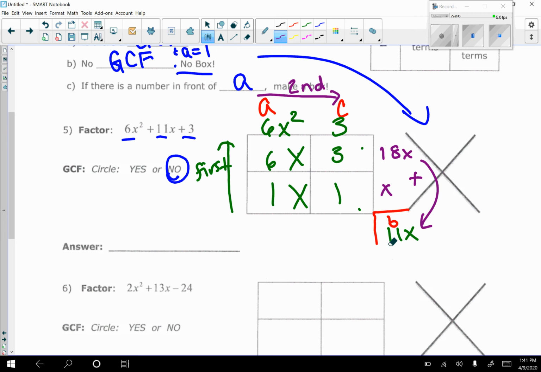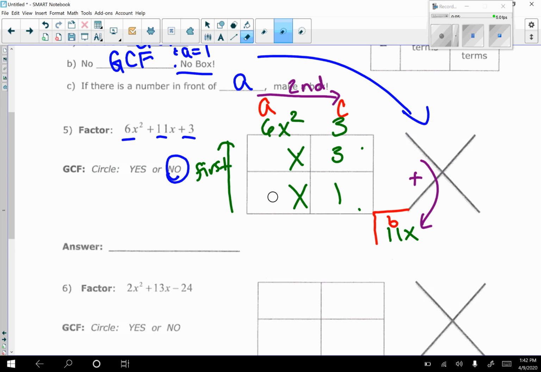Do these add to 11x? Absolutely not. That's 19x. So I need to rearrange my numbers. Those don't work. It's a puzzle. We have to think. So it's not 6 and 1 that way. What if I did 6 and 1 this way? I'd have 3x plus 6x, because x times 3 is 3x, and 6x. 6x plus 3x is 9x. Nope, once again, not 11x.